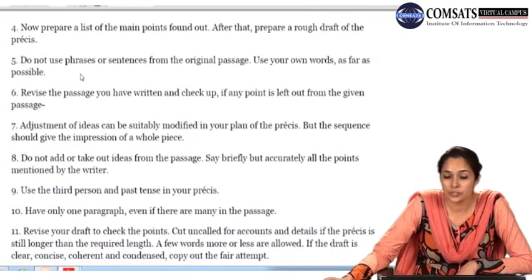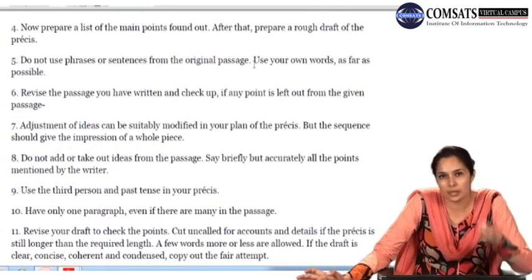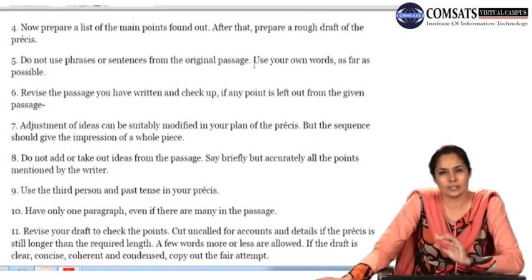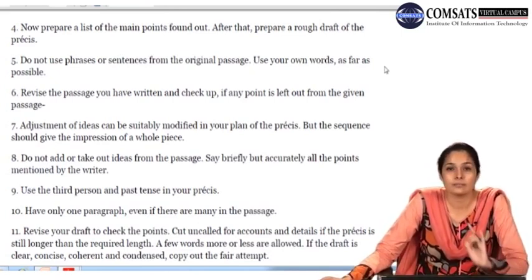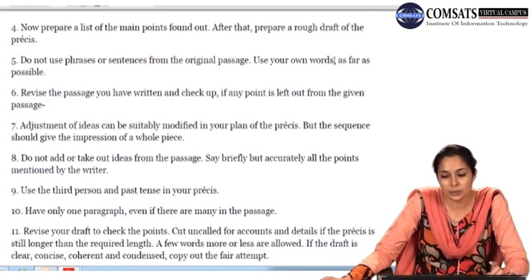Number 5, do not use phrases or sentences from the original passage. Don't pick up longer phrases. You can pick up 1 or 2 word phrases, not longer sentences at all. Use your own words as far as possible. This is very important. If you don't use your own words, you will not get marks.